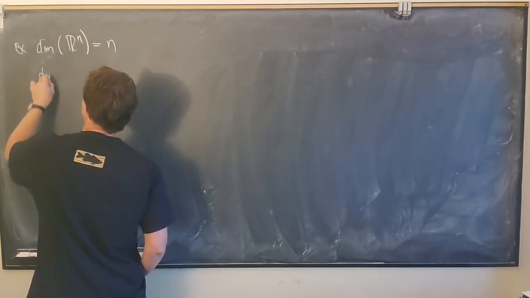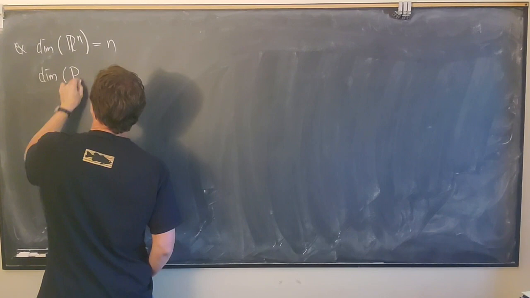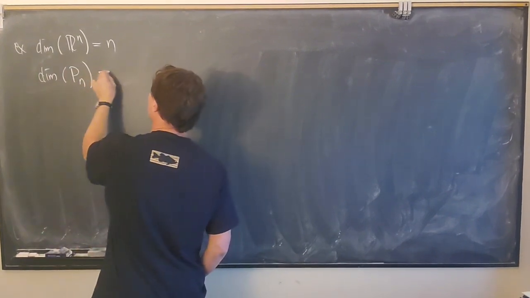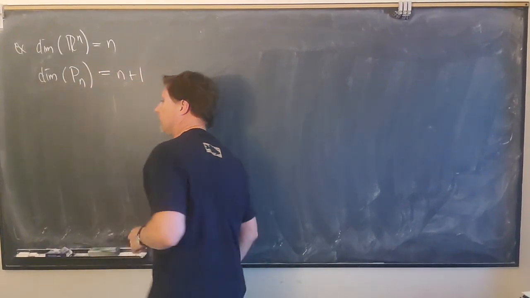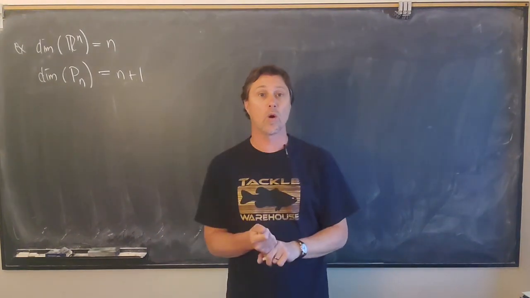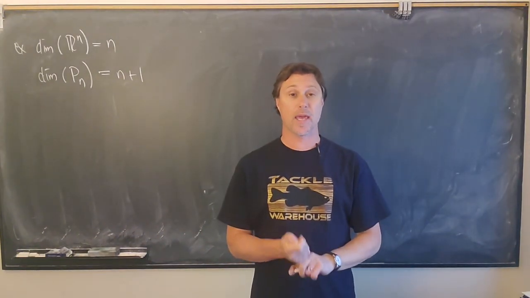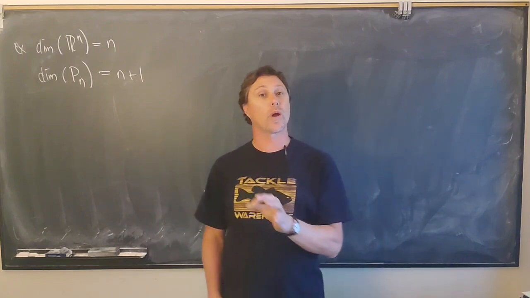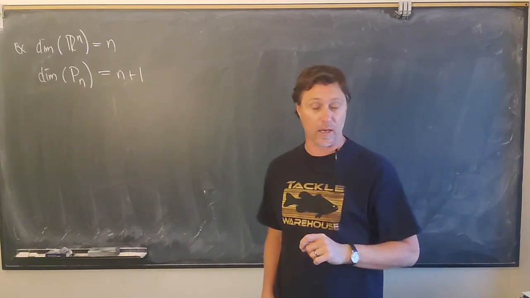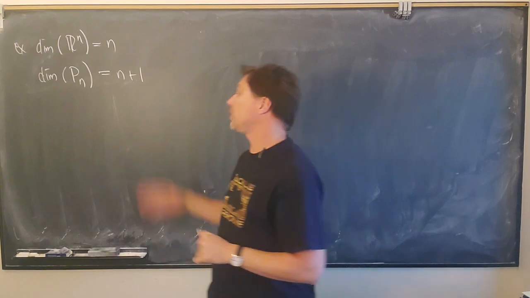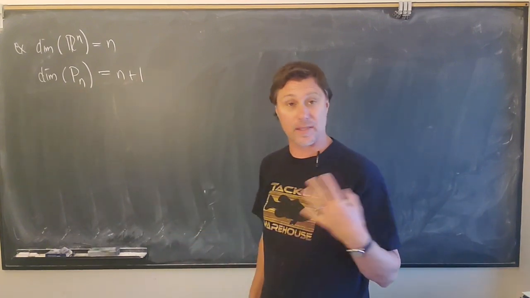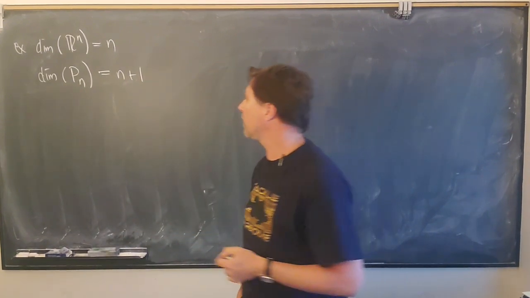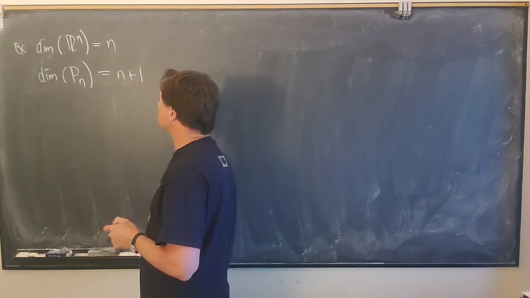Next familiar example, let's look at P sub n. The dimension of P sub n is n plus 1. Why is that? Because we know at least one basis for P_n, that is the basis consisting of the polynomials 1, x, x squared, all the way up to x to the n, right? And so, because there are n plus 1 elements in the set that I just listed there, that tells us that the dimension is n plus 1.